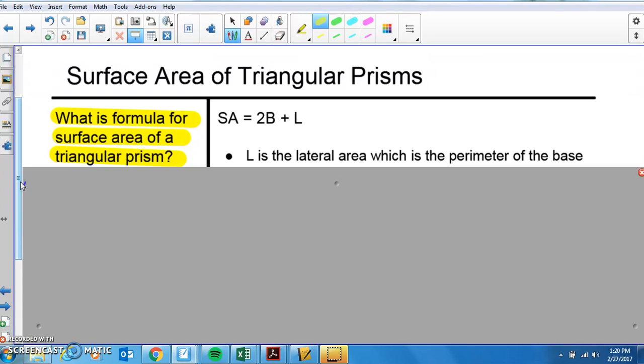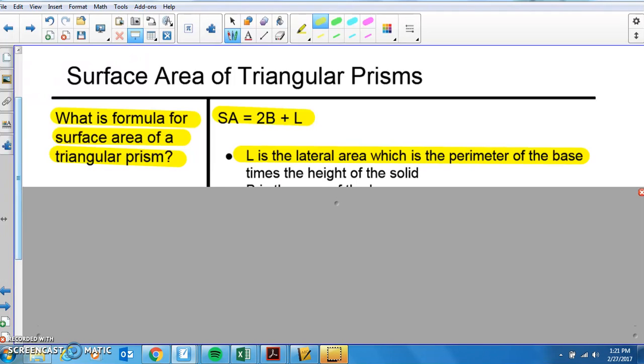All right, surface area for a triangular prism is surface area equals 2 times the base plus the length. Now you'll notice this has an uppercase B just like the other formulas have, but it also has what is called the uppercase L. The uppercase L is called the lateral area, which represents the perimeter of the base. This is something totally new for what you've done. You have not dealt with lateral surface area.